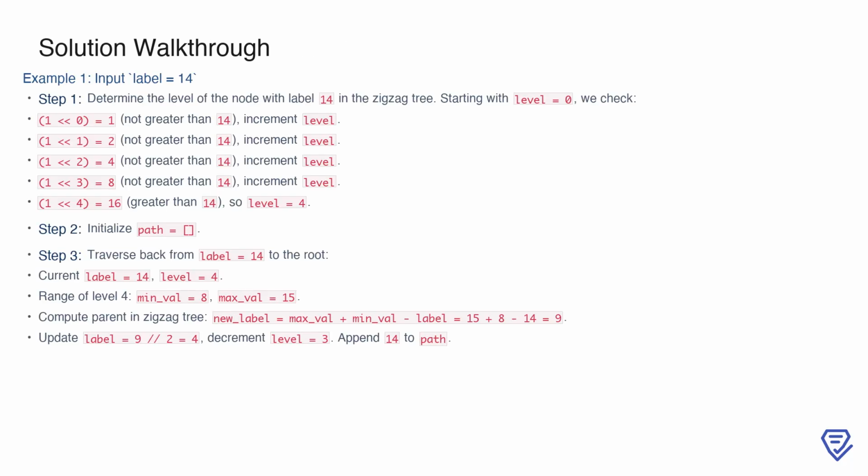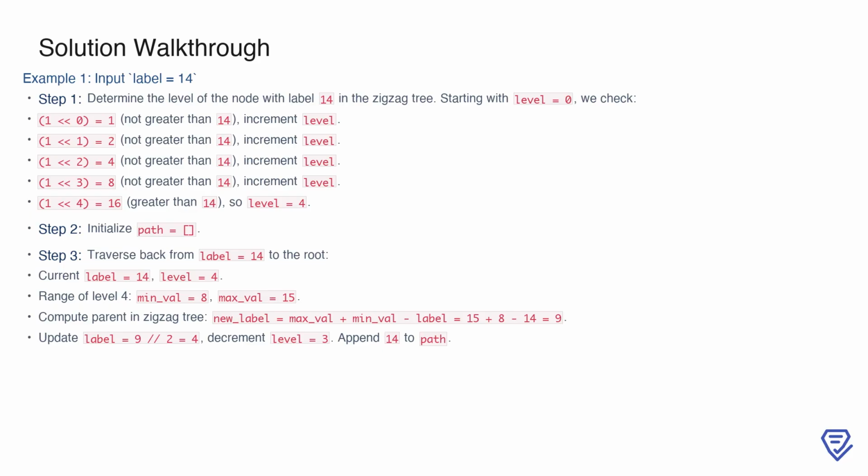To solve this problem, we start by determining the level of the node with label 14 in the zigzag-labeled binary tree. The level is determined by checking powers of 2 incrementally. At level 0, 2 raised to the power of 0 equals 1, which is not greater than 14, so we increment the level. At level 1, 2 raised to the power of 1 equals 2, still not greater than 14, so we increment again. Continuing this process, we find that at level 4, 2 raised to the power of 4 equals 16, which is greater than 14. Therefore, the node with label 14 is at level 4.